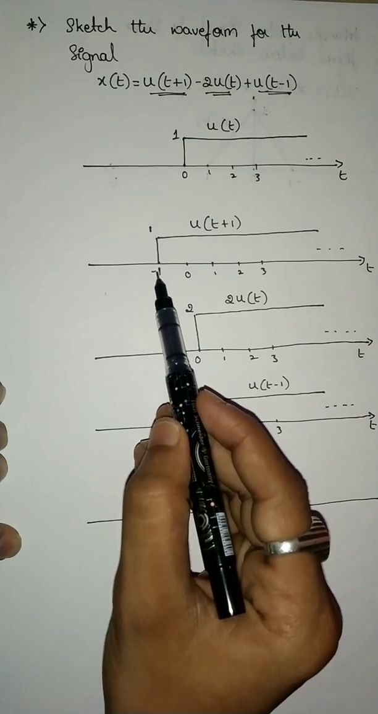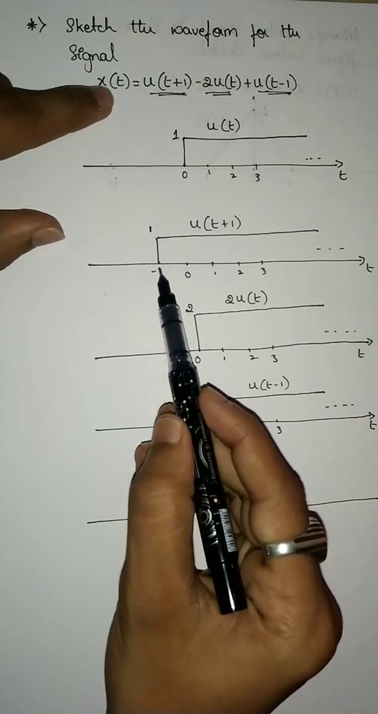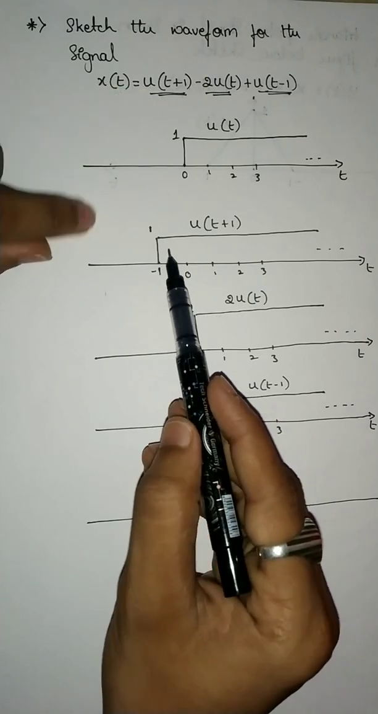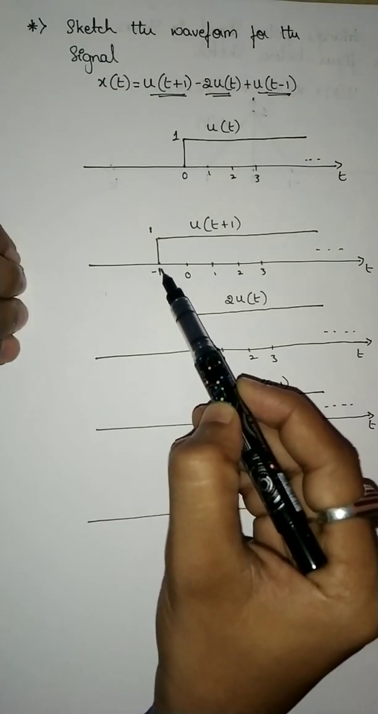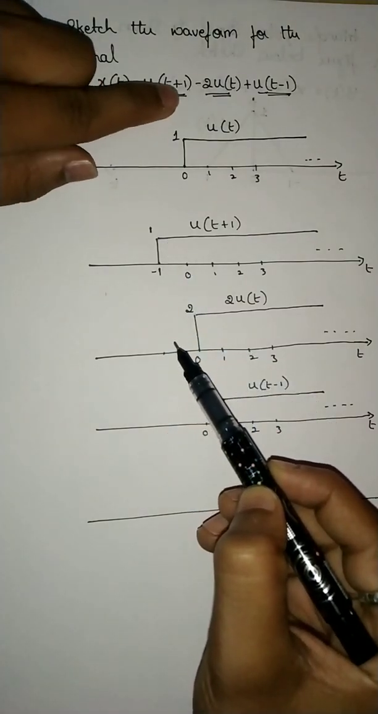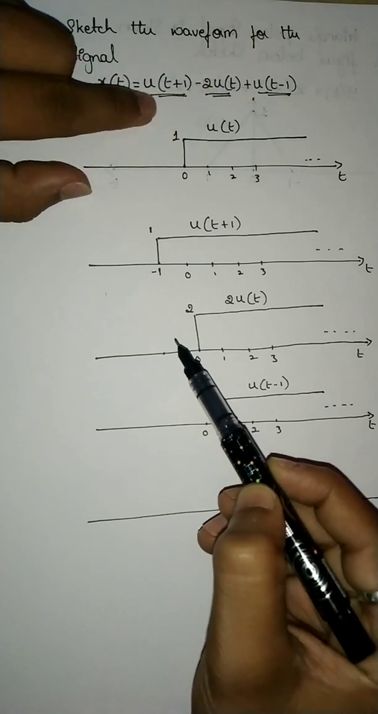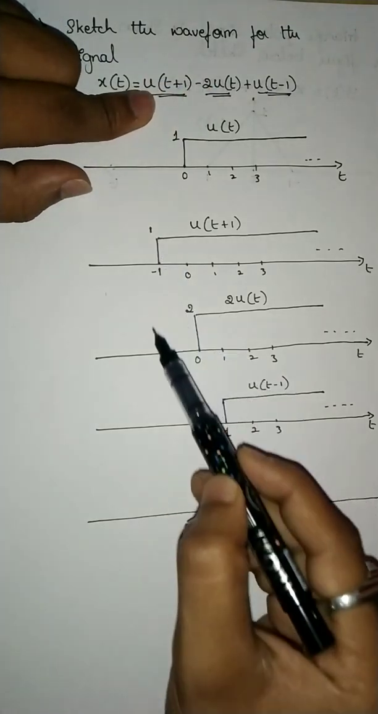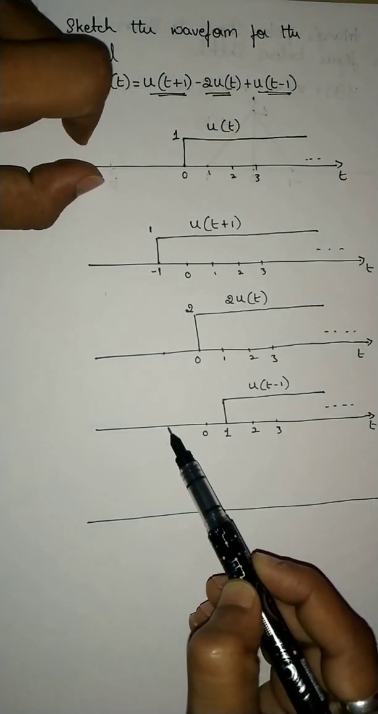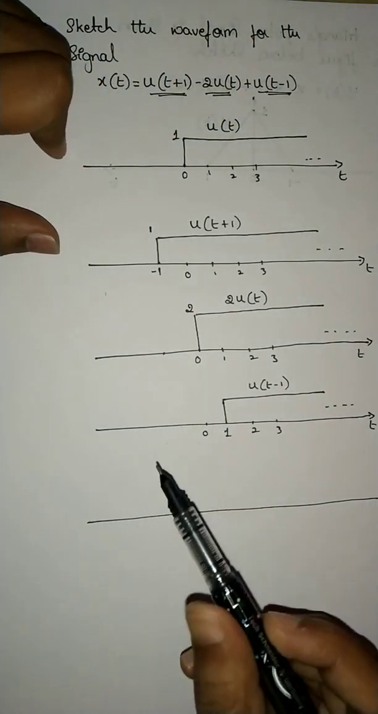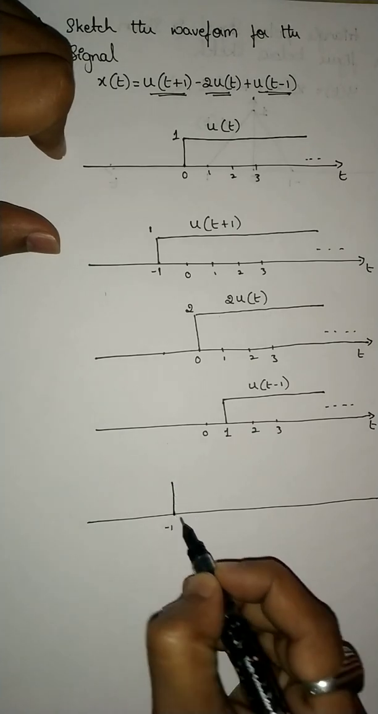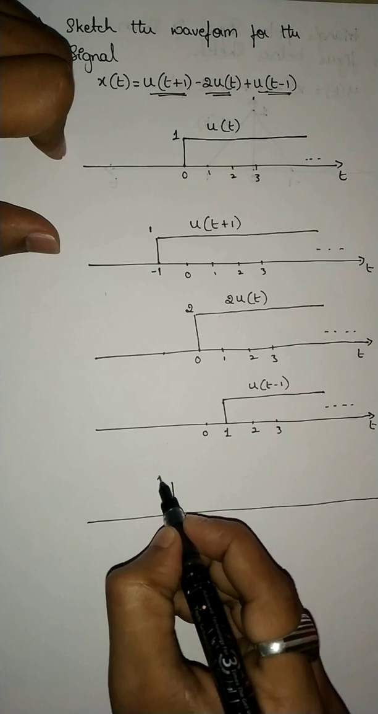Let us substitute t equal to minus 1. X of minus 1: u of t plus 1 has amplitude 1, minus 2 times u of t, which is 0, plus u of t minus 1, which is 0. So 1 minus 0 plus 0 is 1. The amplitude is 1.